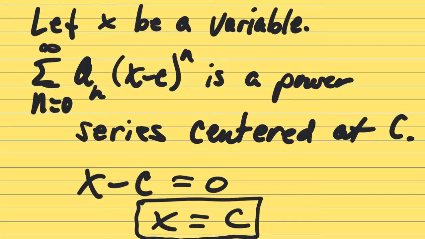If you look at the last two lines, the easiest way to find the center is to take the part with x to the n, in this case x minus c, just set that equal to 0, solve for x, and then that'll be where your power series is centered at.